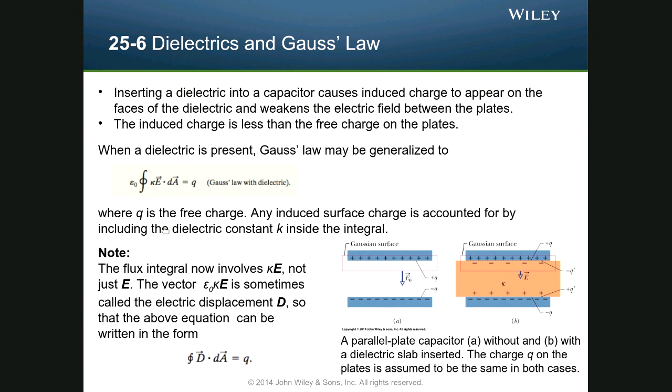You multiply kappa by the electric field to get this quantity called the electric displacement. Gauss's law, you'll notice, is cleaner. It gets rid of the epsilon. So one of the reasons people like to introduce dielectrics is to introduce the electric displacement and to have a much cleaner version of Gauss's law. That's all I really want to say about them.